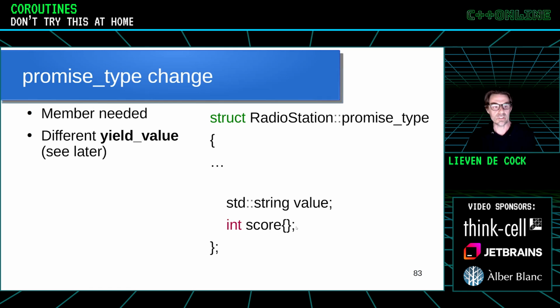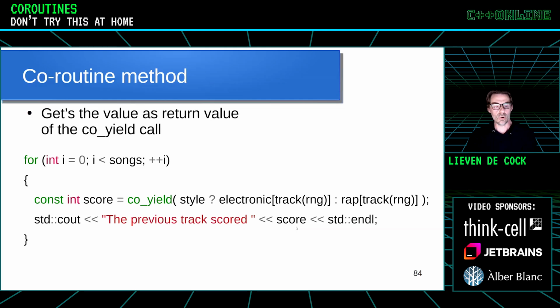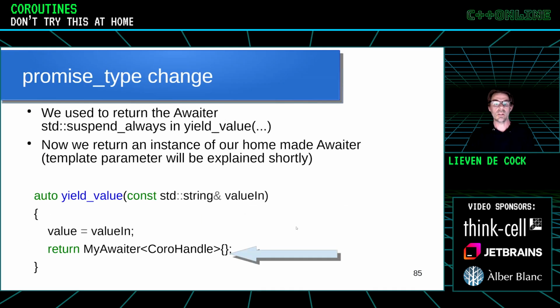The value, the extra state. And now the coroutine itself, it calls co-yield. Co-yield or co-await, the return value of that thing, that's actually that value. So it comes out, we have the score, and we print it out. Now, there is still a few things missing. Yield value used to store the value and then said suspend always. In this case, we're creating my awaiter, my custom awaiter, and we're returning that.